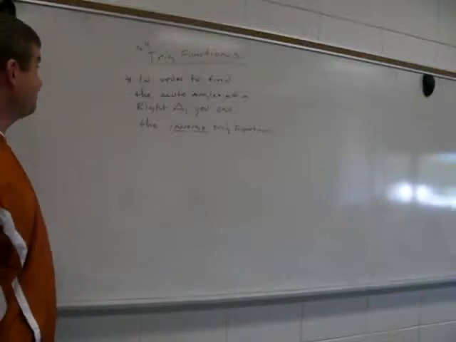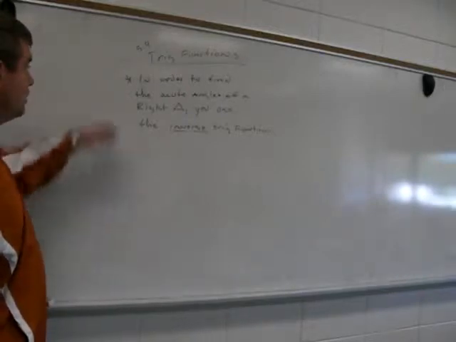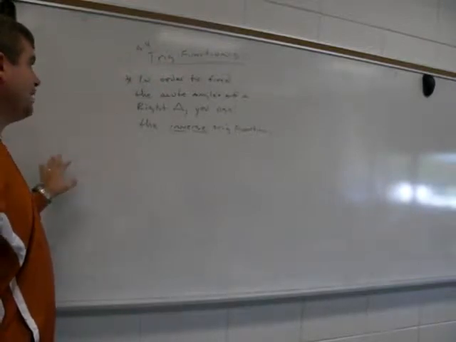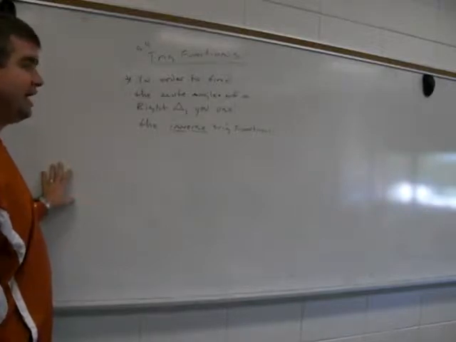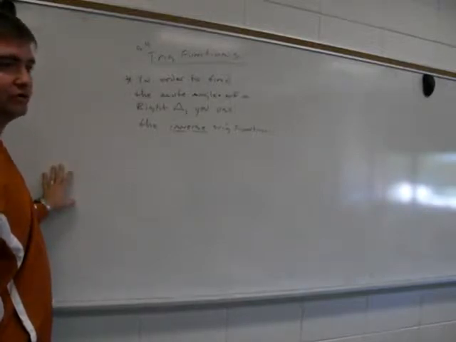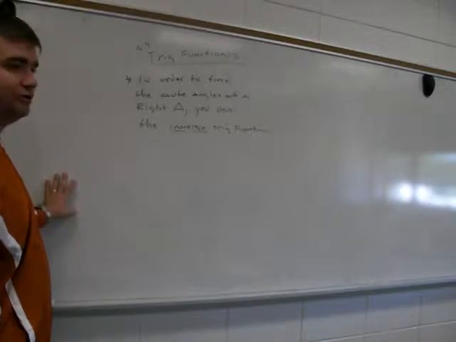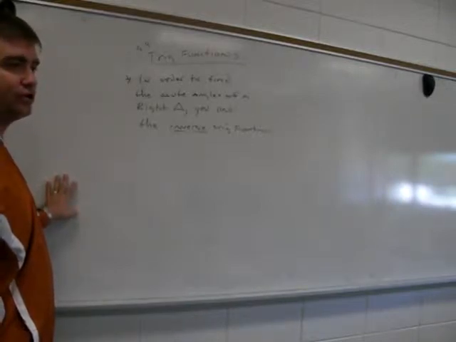We're now doing 5.4 trig functions. Copy this down. In order to find the acute angles of a right triangle, you use the inverse trig functions. Say that again. In order to find the acute angles of a right triangle, you use the inverse trig functions.